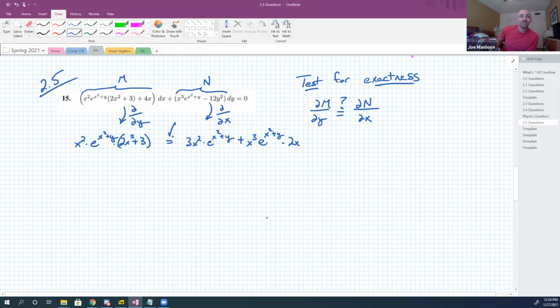Okay. So then the question is, what does that mean? So I did the test for exactness, right? I checked whether the partial with respect to y of m was equal to the partial with respect to x of n, and I got that it was. So what does that mean?